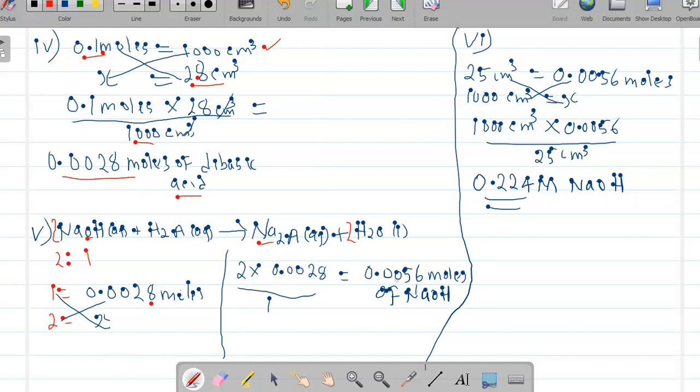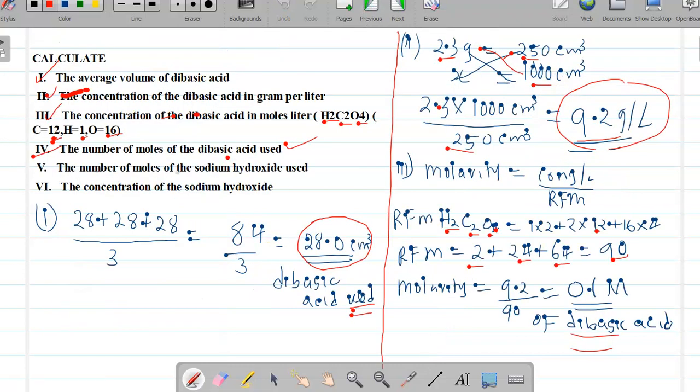Then this is what you get, 0.00056 moles of sodium hydroxide. This is the number of moles of sodium hydroxide used. So that's how you calculate Roman 5, the number of moles of sodium hydroxide used. You use the equation and you balance. Roman 6, the concentration of the sodium hydroxide solution. To calculate the concentration of sodium hydroxide solution, you need the volume used.